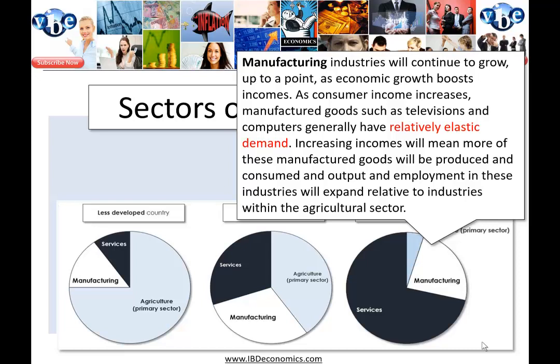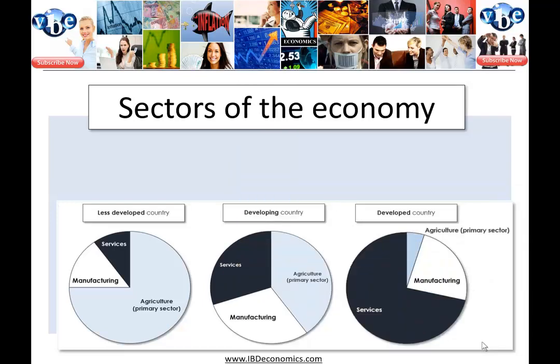Okay, manufacturing industries will continue to grow up to a point as economic growth boosts incomes. As consumer income increases, manufactured goods such as TVs and computers generally have relatively elastic demand. Increasing incomes will mean more of these manufactured goods will be produced and consumed, and output and employment in these industries will expand relative to industries within the agricultural sector, such as forestry and fisheries.